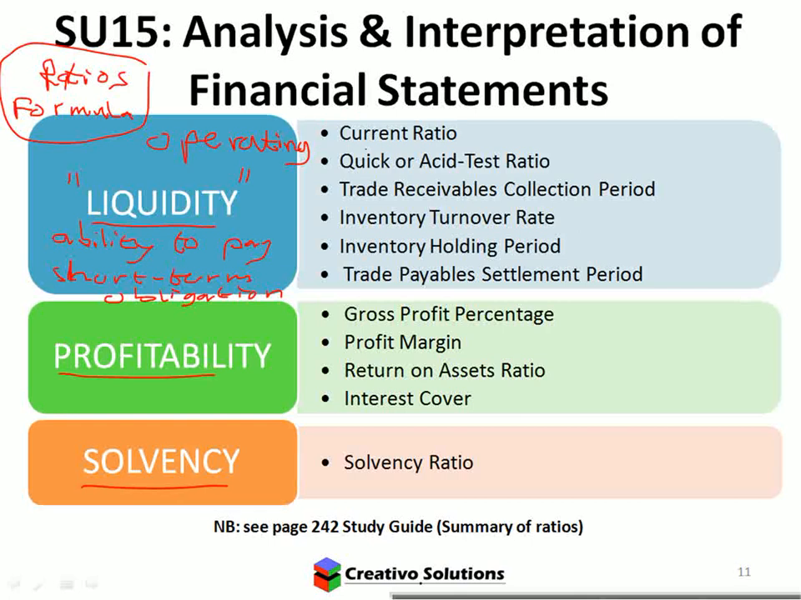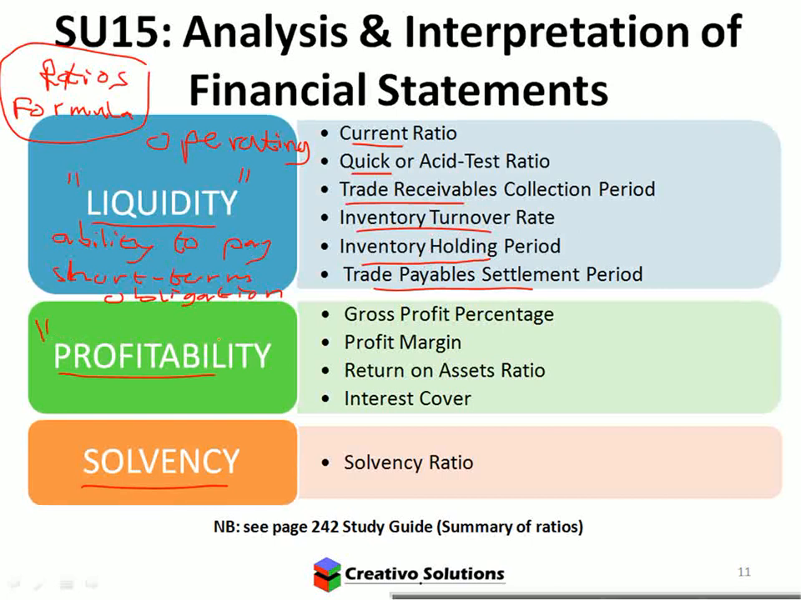So the ratios here that you'll see: current, quick, trade receivables collection period, inventory turnover rate, inventory holding period, and trade payable settlement period. These are all different ratios that you'll see just now. It's a formula. We'll discuss it just now when we look at the examples.